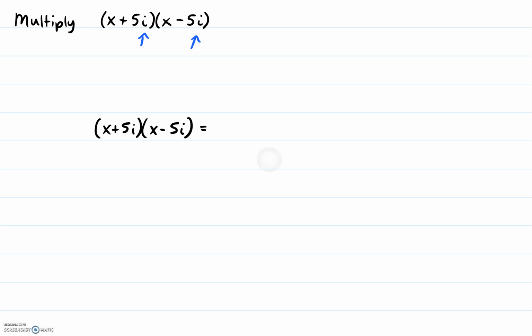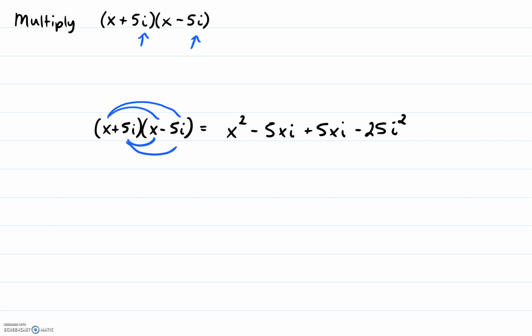So when we multiply our first terms, the x by the x is going to give us x squared. When we multiply the outer terms, the x by the negative 5i gives us minus 5xi. When we do the inner terms, the 5i by the x, we're going to get plus 5xi. And then the last terms, the 5i times negative 5i is going to give us minus 25, and for now, we'll just write i squared.